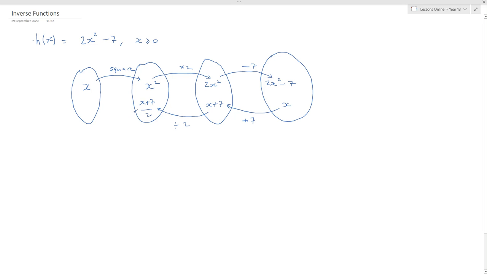So I get x add 7 divided by 2. And to get the inverse then of 2x squared minus 7, instead of squaring, I square root. And that gives me the square root of x add 7 over 2. So the inverse function h to the minus 1 of x of 2x squared minus 7 is given by the square root of x add 7 over 2. Just thought I would give you a visual depiction of that.